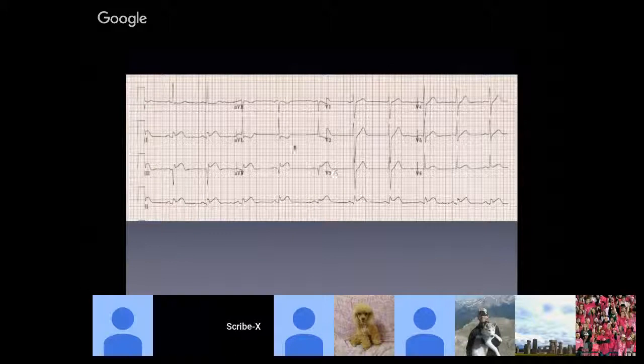So here's another inferior MI, ST elevation in the inferior leads. This one has a little bit of reciprocal depression in AVL, so this is probably the reciprocal depression in the lateral part of the heart.